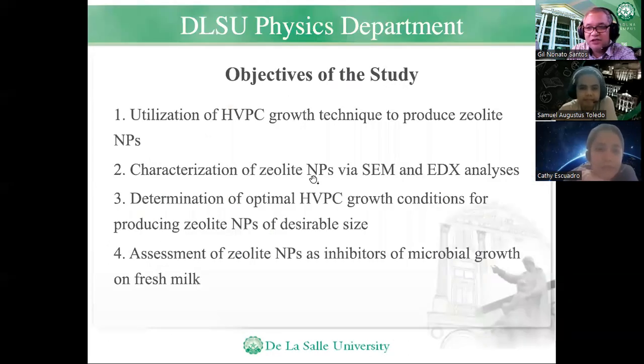So the objectives of the study are the following: the utilization of the HVPC growth technique to produce zeolite nanoparticles, the characterization of nanoparticles using SEM and EDX analysis, the determination of the optimal HVPC growth conditions for producing zeolite nanoparticles of desirable size, and the assessment of zeolite nanoparticles as inhibitors of microbial growth, specifically on fresh milk. We chose fresh milk because this sample easily degrades.